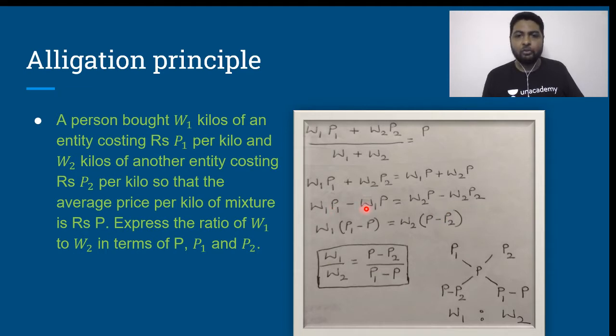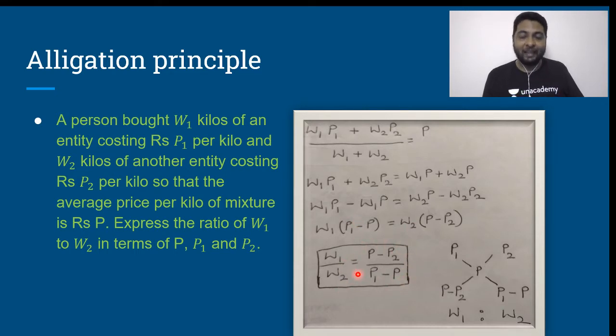W1 is common, so let me take W1 common out, into P1 minus P is equal to W2, I am taking it common outside, P into P minus P2. So W1 by W2 will be P minus P2 divided by P1 minus P.